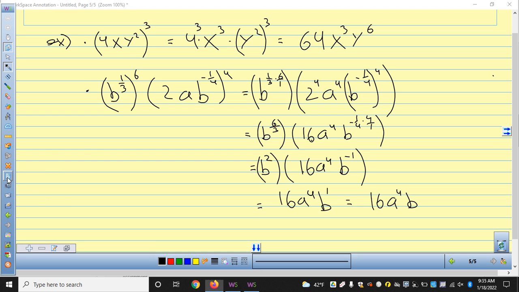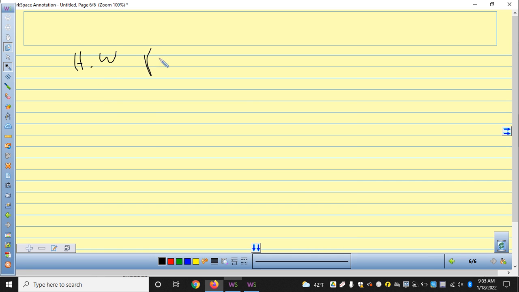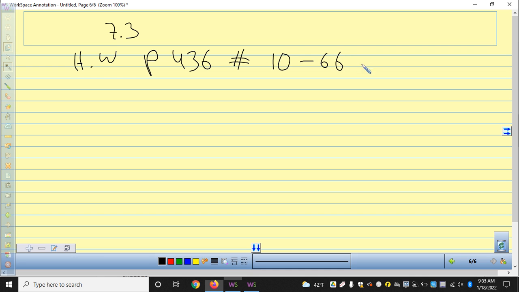Okay, our homework. This is 7.3. Page 436. 10 through 66, every other even. So this would be like 10, I'm going to say 12, but we skip that one. 14, we skip that one, and we do 18, etc.